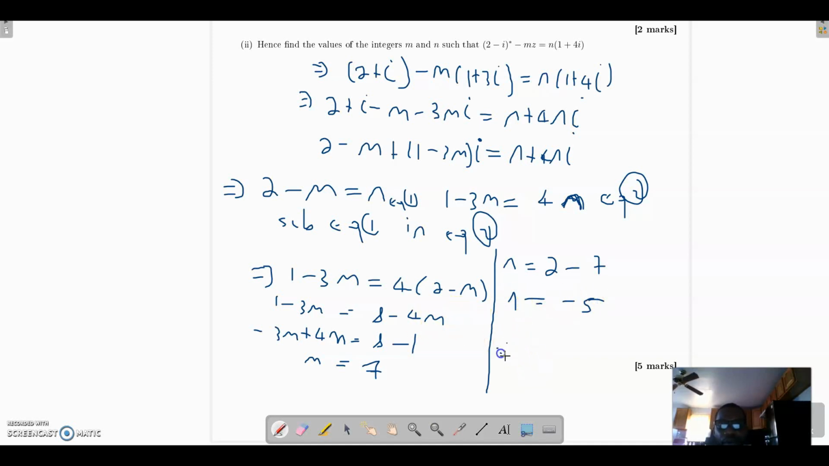So you can say therefore m is 7. And of course n is equal to minus 5. All right? And that would be the end of the question there.